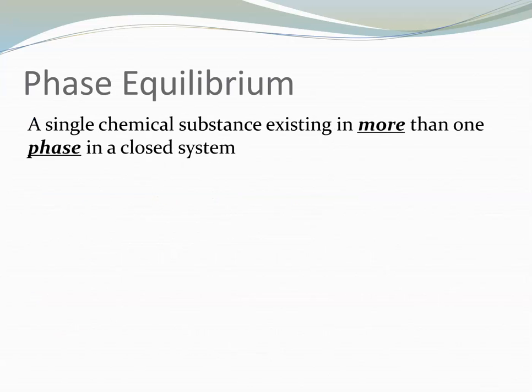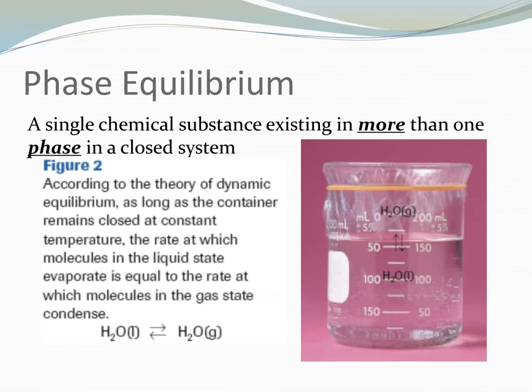In phase equilibrium, there will be more than one phase in a closed system. In this example, the forward reaction would be the phase change from the liquid to gas state, and the reverse reaction would be a phase change from the gas to liquid state. At equilibrium, there would not be a net change in the quantities at each state because the two processes would be occurring at the same rate.